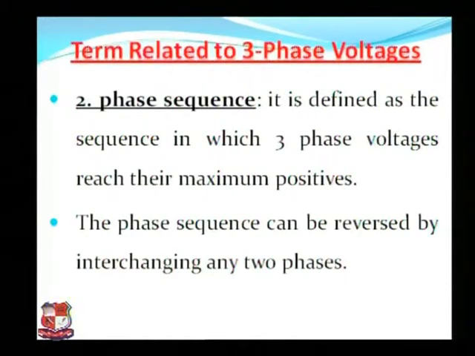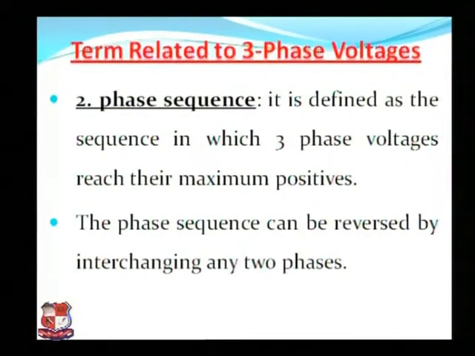Phase sequence. Three-phase voltage is divided into symmetrical phases. The phase sequence is defined as the sequence in which the three-phase voltages reach their maximum positives. It is not fixed that they are always divided by 120 degrees or 240 degrees; they can achieve their positives at any instant.